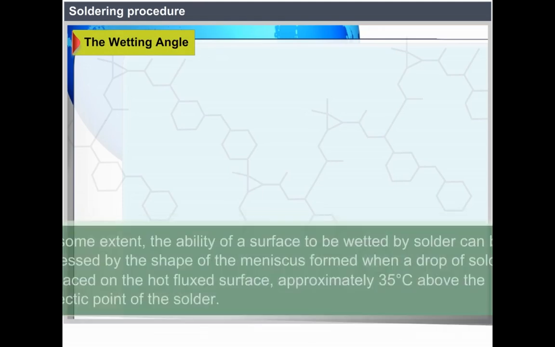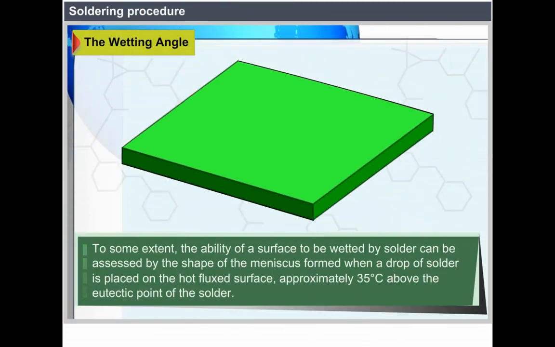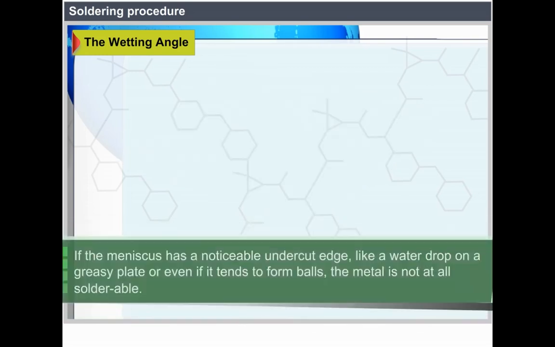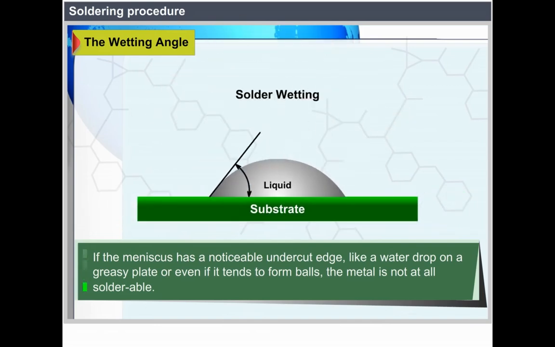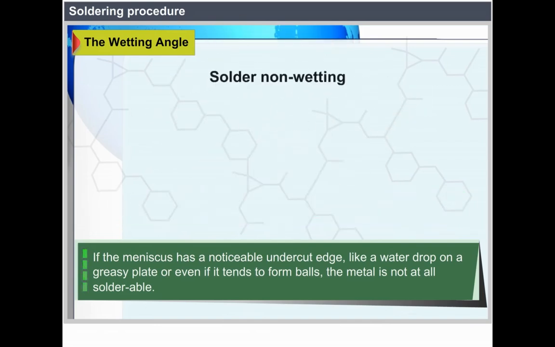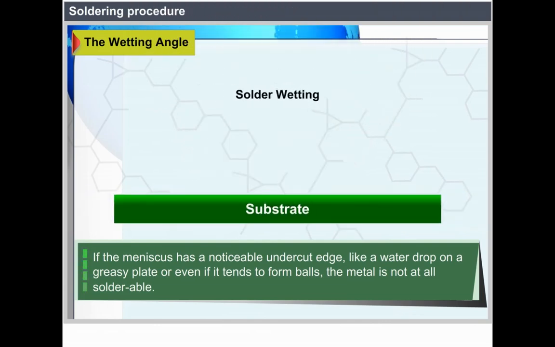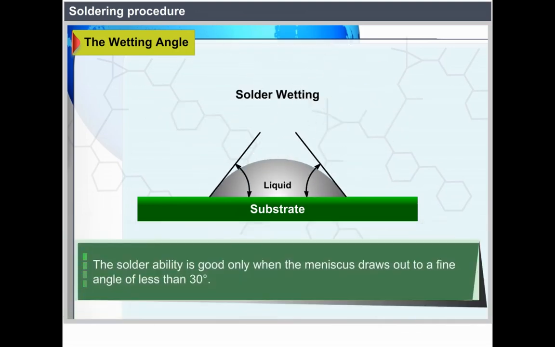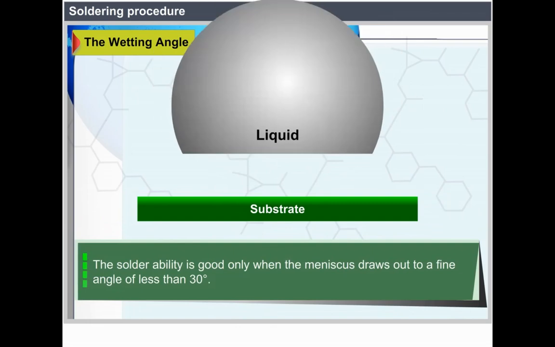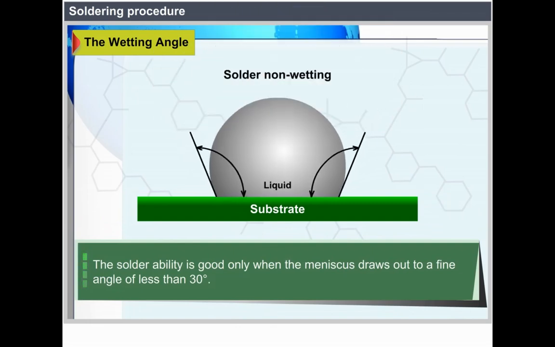The wetting angle. The ability of a surface to be wetted by solder can, to some extent, be assessed by the shape of the meniscus formed when a drop of solder is placed on the hot flux surface approximately 35 degrees Celsius above the eutectic point of the solder. If the meniscus has a noticeable undercut edge, like a water drop on a greasy plate, or even if it tends to form balls, the metal is not at all solderable. The solderability is good only when the meniscus draws out to a fine angle of less than 30 degrees.